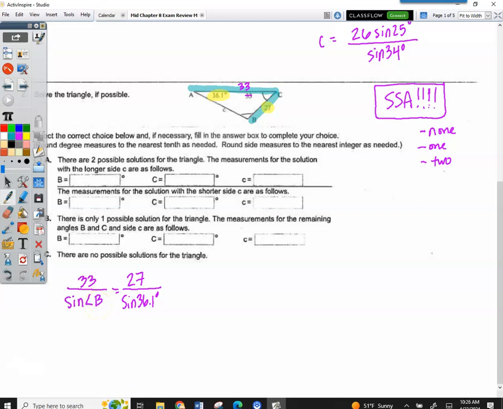All right. Because the variable is at the bottom, we're going to cross multiply. That's going to multiply over here. This is going to multiply over here. So we've got 33 times 36.1 equals 27 times angle B. Now I need to divide by the 27 to show your work. You'll see exactly what to type in.